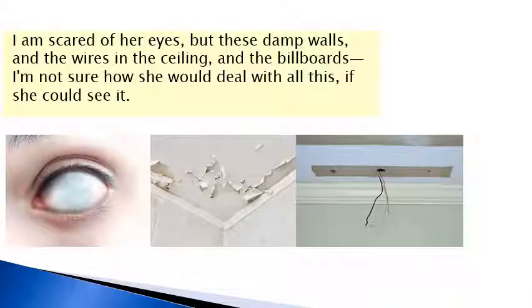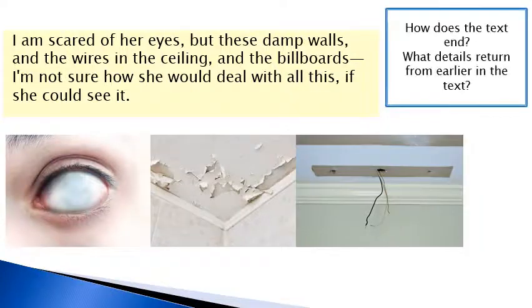The final paragraph is this one. I'm scared of her eyes, but these damp walls and the wires in the ceiling and the billboards, I'm not sure how she would deal with all this if she could see it. How does the text end? What details return from earlier in the text?